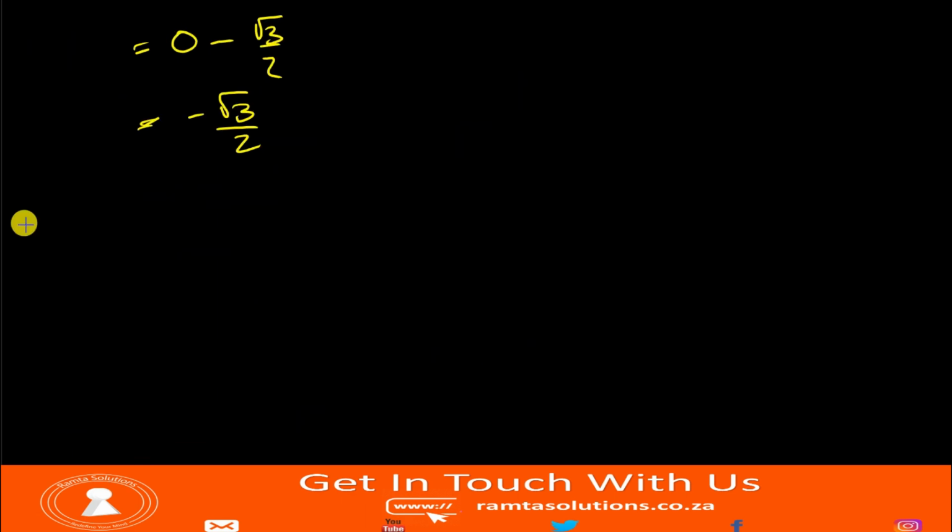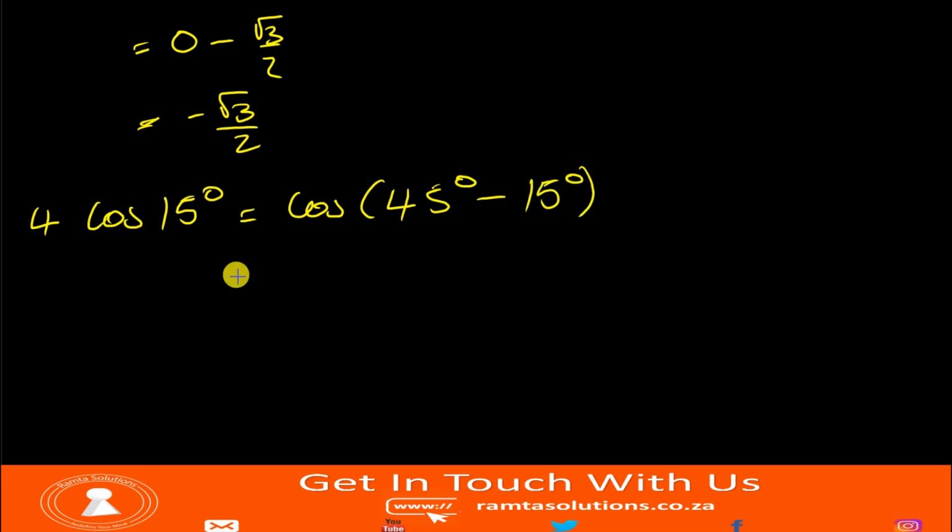Cos 15 degrees. Now, this must be 45 minus 15, right? Again, it's cos, so it must be cos, but plus because it's a minus here. It's cos 45 degrees. Oh, no. What am I saying? It's cos 45 minus 30. Okay, 15 is 45 minus 30 or 60 minus 45, whichever you prefer. However, I like 45 minus 30.